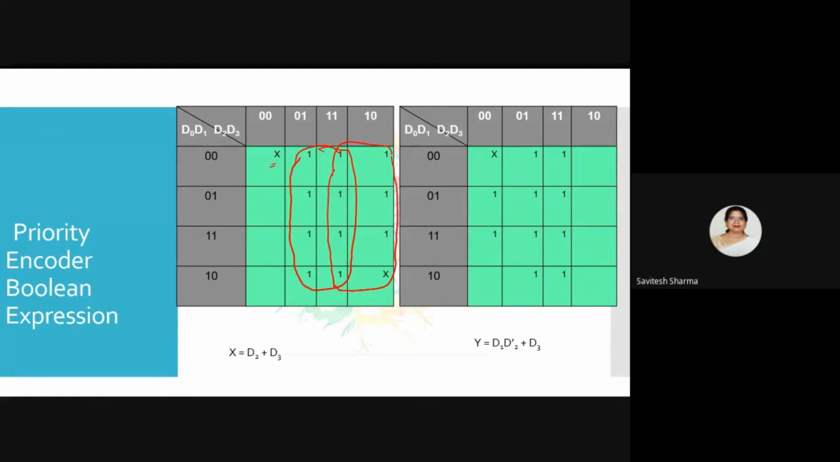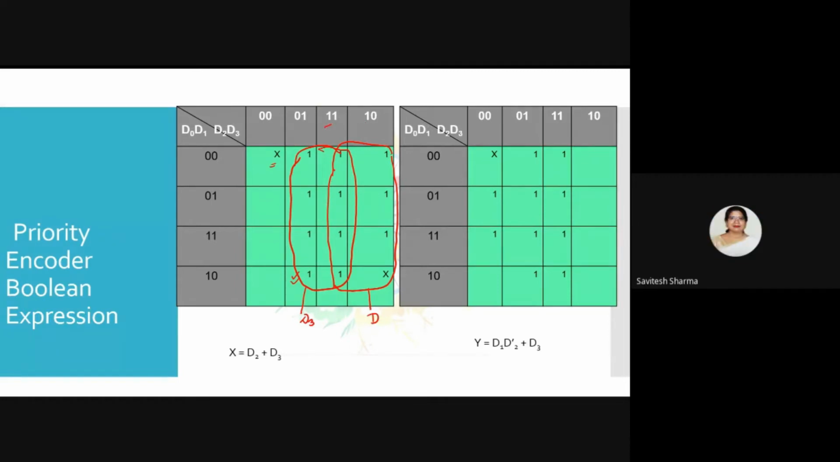This octet, what term will it generate? Tell me. Corresponding to this octet, tell me the term. I already wrote the answer, but you tell me what will be the term for this octet. D3. D3, good. And for this, D2. D2. Okay, good. Thank you.